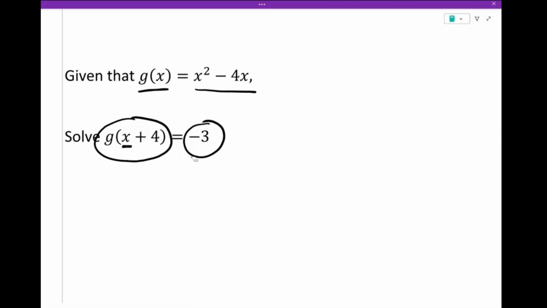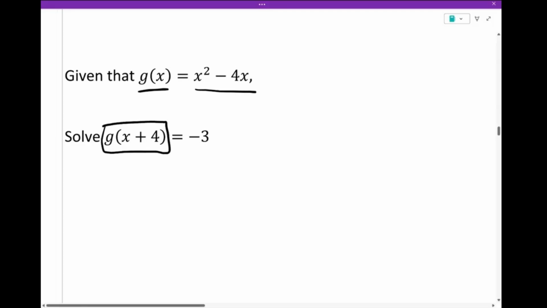So what we need to do in this type of question is we need to start by finding g of x plus 4. Because remember, the g is not multiplying the x plus 4. The idea is we need to substitute x plus 4 into g to find this function. And then we need to equate this function equal to negative 3 and try and solve for x.